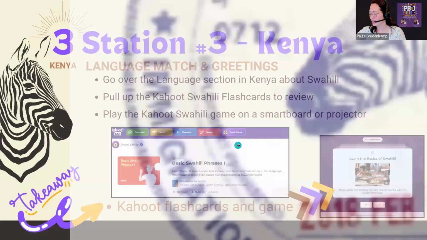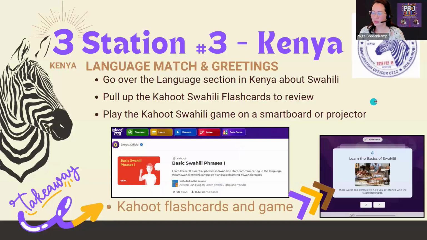And next up is Kenya. So Kenya, we're trying to do a different take on each thing. So Japan is like you're making something. Mexico, you're tasting something. And then Kenya, you're going to learn how to speak something. So the national language of Kenya is Swahili. And you can pull up the Kahoot Swahili games and flashcards and then play a Kahoot game with your patrons.